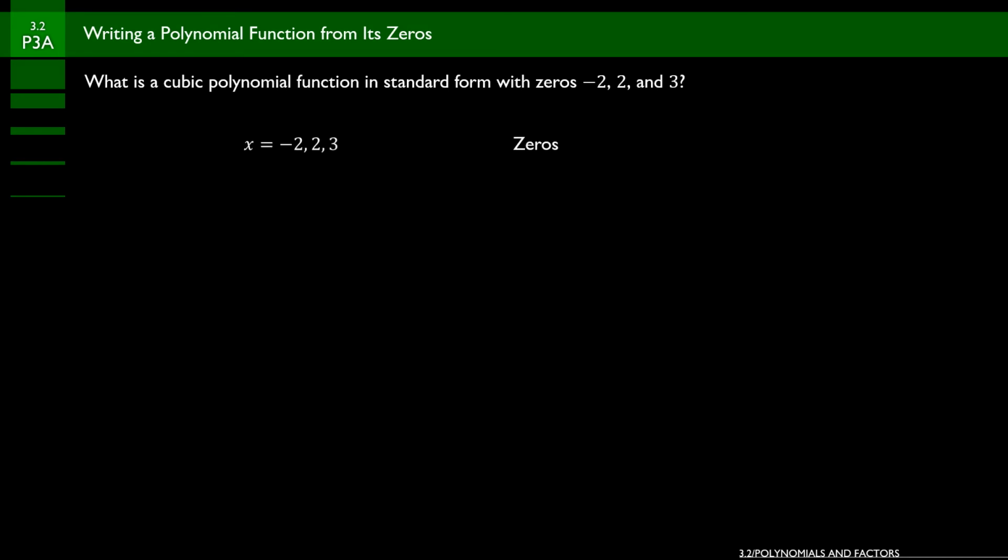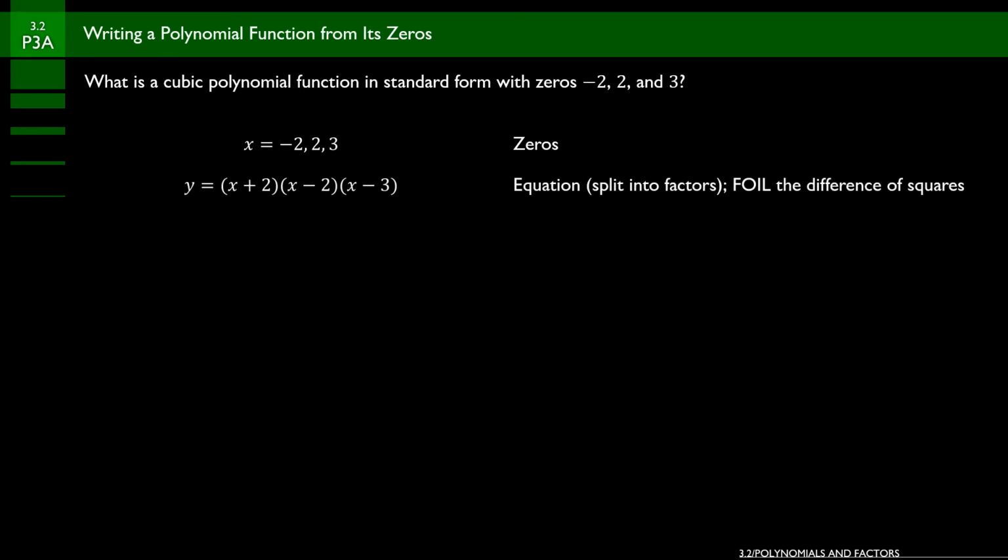Now take those and put them into factored form. Remember that factored form is of the form parentheses x minus a. So we're actually going to reverse the sign of whatever the x's are. So when we plug negative 2 into our factor, we get x plus 2. When we plug positive 2 into our factor, we get x minus 2. And when we plug positive 3 into our factor, we get x minus 3.